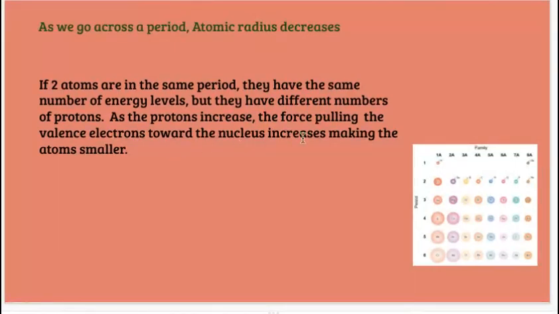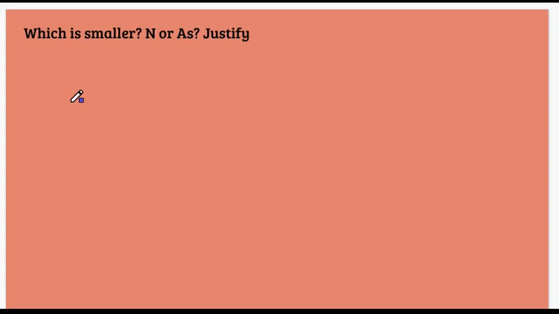So because the protons increase as you go across a row, but the energy levels don't change, the protons can pull harder on the valence electrons and make the atom smaller. All right, this is what you're going to have to do for the test. You're going to have to write paragraph responses that compares two atoms, and you're going to have to justify your answer. The first thing you have to do is make a claim. Then you have to provide evidence for that claim and justify your answer.